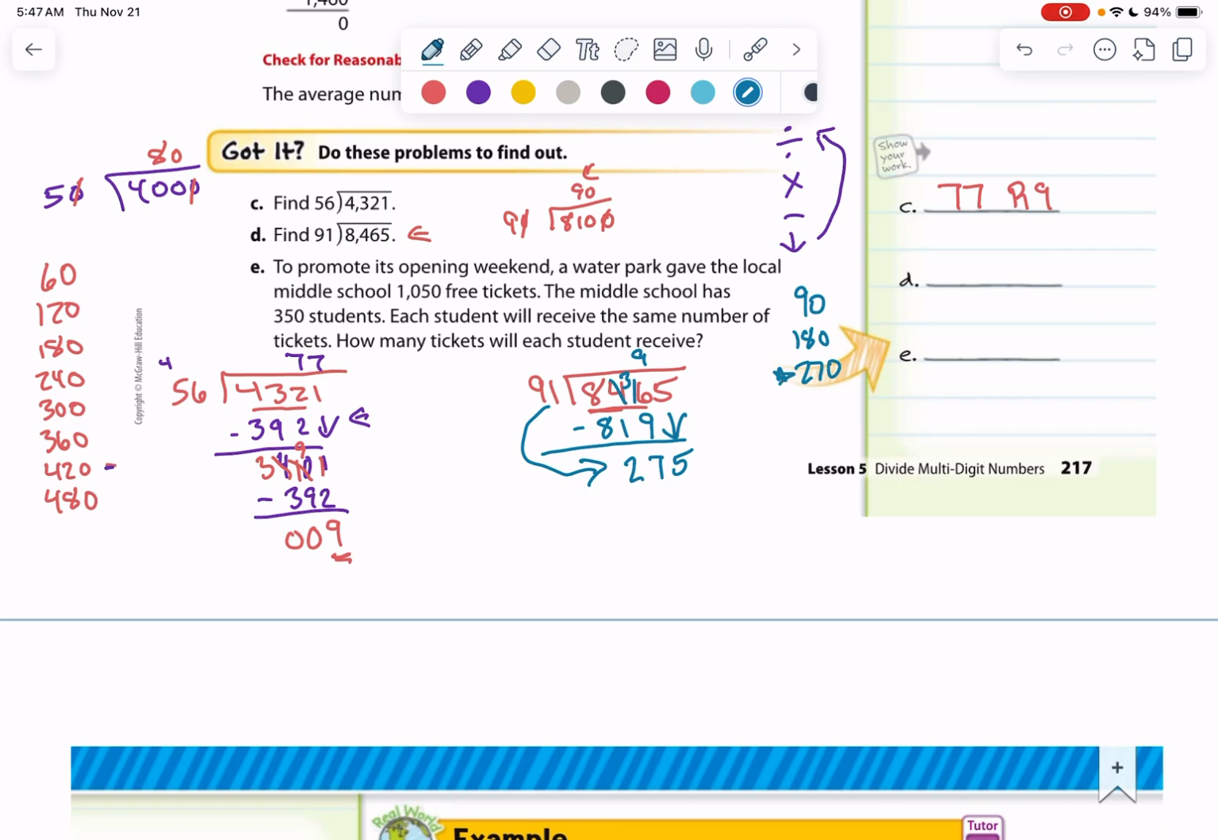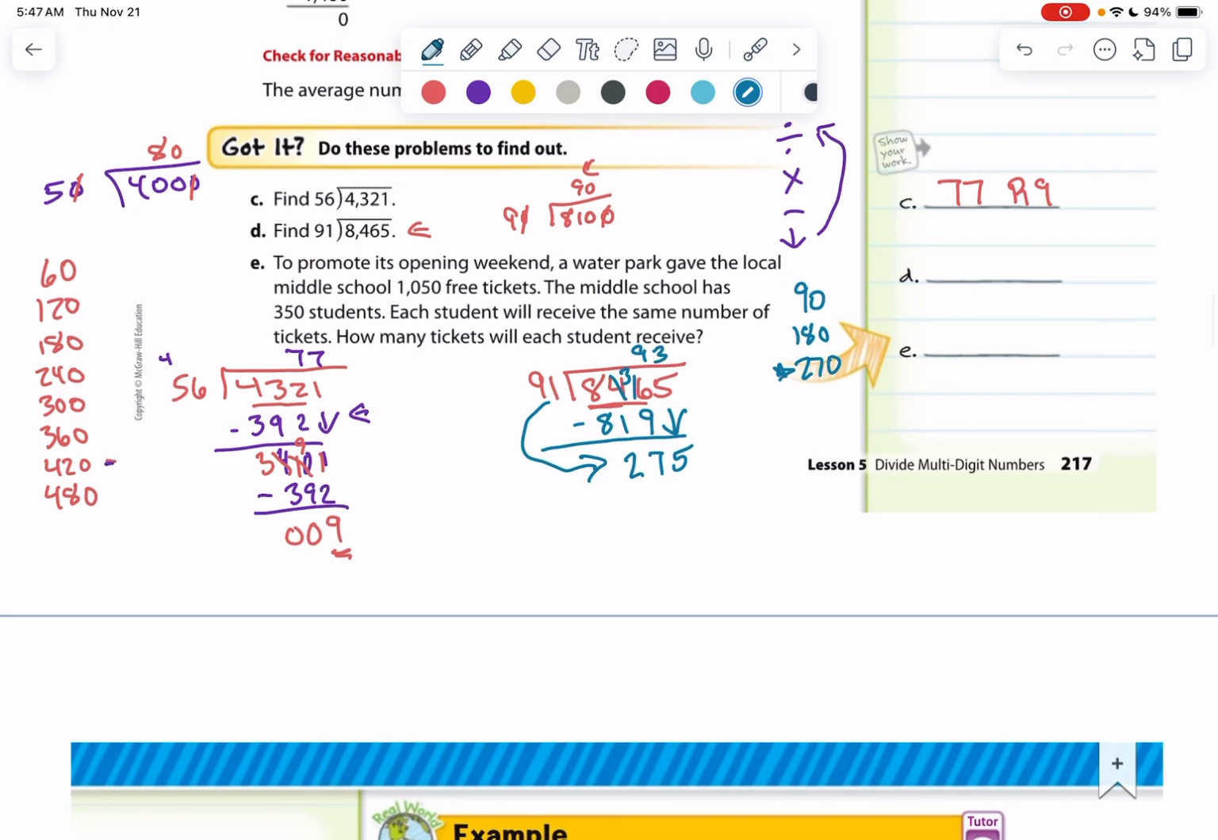Should we try 3? Let's do it. 3. 3 times 1 is 3. 3 times 9 is 27. Ooh, just sneaking in there. 5 minus 3 is 2. We have nothing else to bring down, so our quotient is 93, remainder 2.